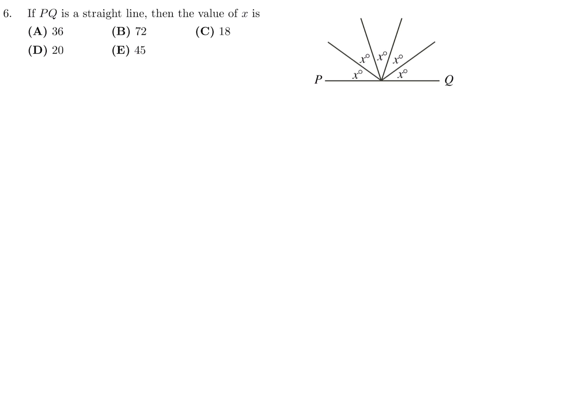If PQ is a straight line, then the value of x is... All the angles about a straight line add up to 180. So we've got 1, 2, 3, 4, 5 x's. So 5x has to equal 180. Dividing, we get 180 over 5 is equal to x, and therefore x is equal to 36 degrees. So number 6, the answer is A.